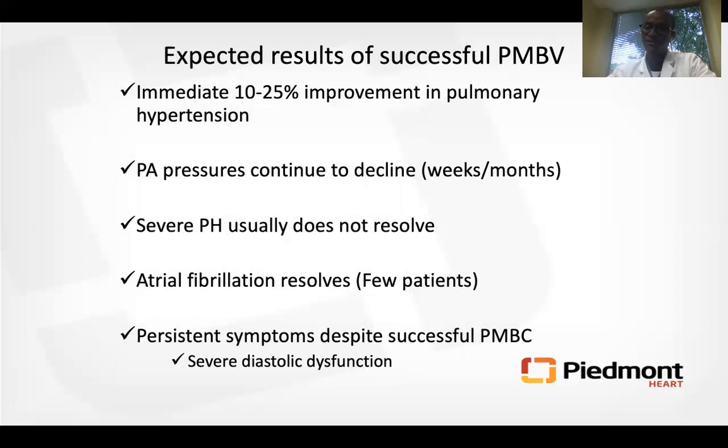Expect results of successful balloon mitral valvuloplasty: an immediate 10 to 25% improvement in pulmonary hypertension. But this comes with caveats. The reversal in pulmonary hypertension is only if we catch the disease early in its course. If the disease has already advanced, you may not enjoy these great results. Pulmonary artery pressure also declines over weeks to months, and severe pulmonary hypertension usually does not resolve completely.